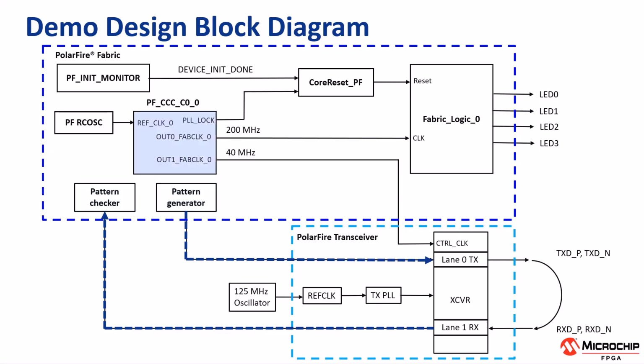One of the PolarFire PLLs is used to generate a 200 MHz clock for the FPGA fabric and a 40 MHz clock that drives the transceiver enhanced receiver management logic, or ERM. The ERM manages the receiver calibration. The PLL reference clock is the PolarFire 160 MHz RC oscillator. An external 125 MHz oscillator provides the transceiver reference clock.